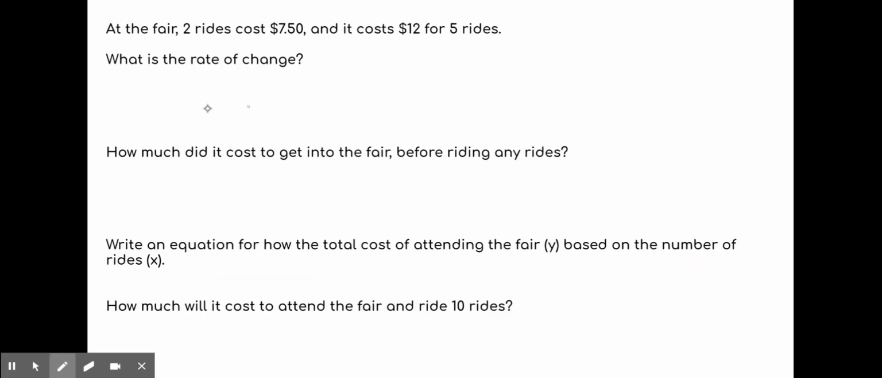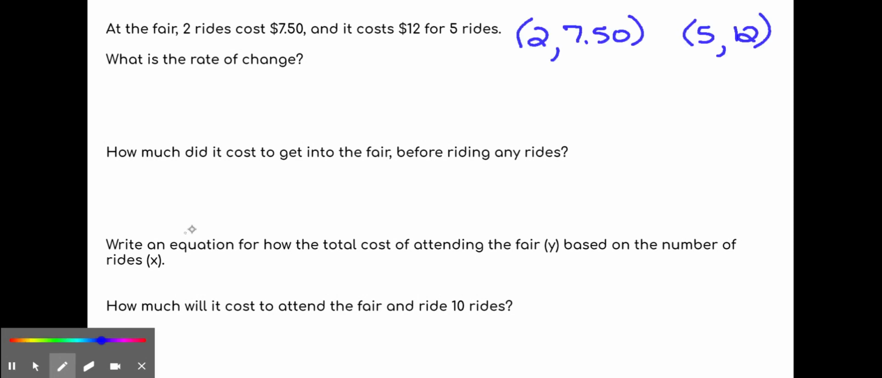Okay, so what does this look like if it is a real world situation, if it's a context problem? So we have here at the fair, 2 rides cost $7.50 and it costs $12 for 5 rides. So remember, we have to have 2 points. So take a second and give me the ordered pairs of the 2 points that they have given us. So your 2 points are (2, 7.50) and (5, 12).